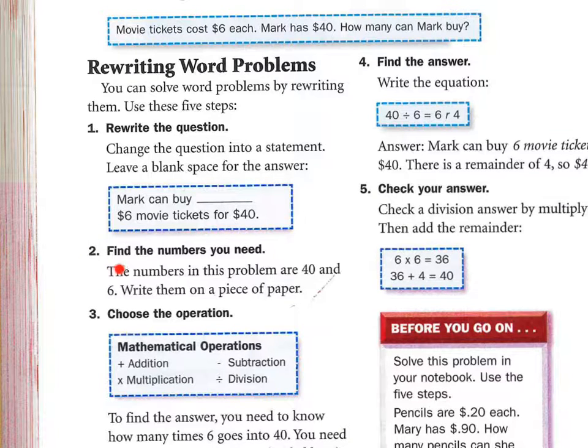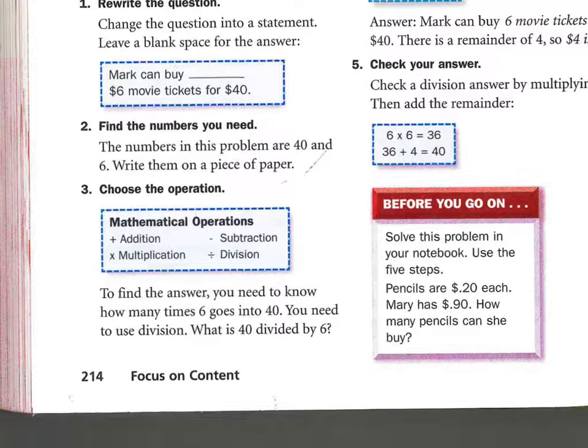2. Find the numbers you need. The numbers in this problem are 40 and 6. Write them on a piece of paper. 3. Choose the operation. Mathematical operations: addition, subtraction, multiplication, division. To find the answer, you need to know how many times 6 goes into 40. You need to use division. What is 40 divided by 6?